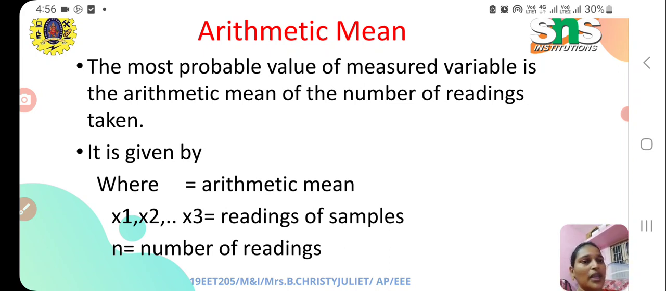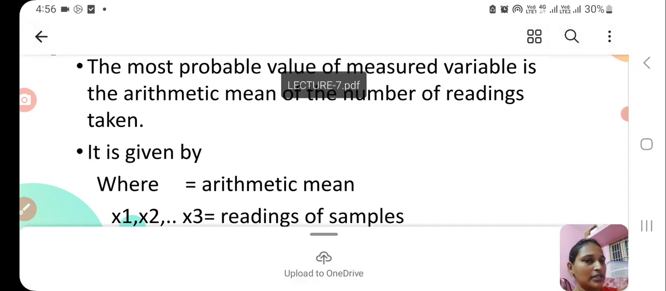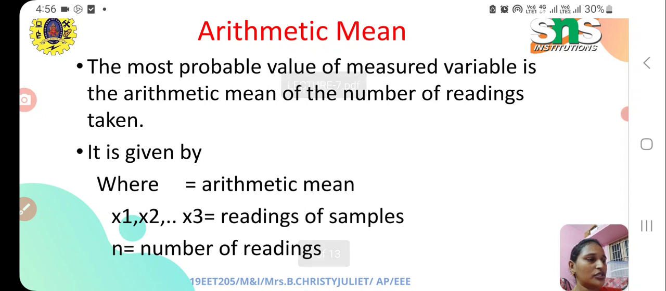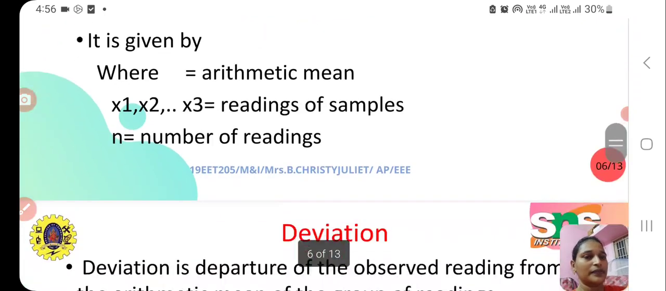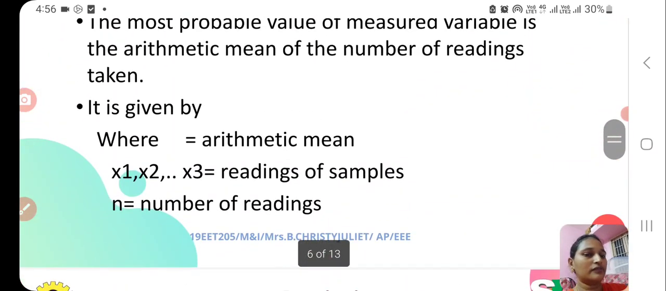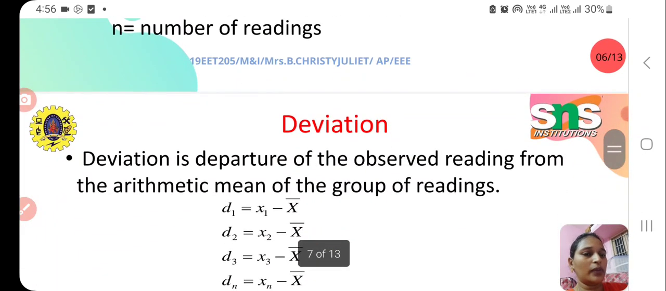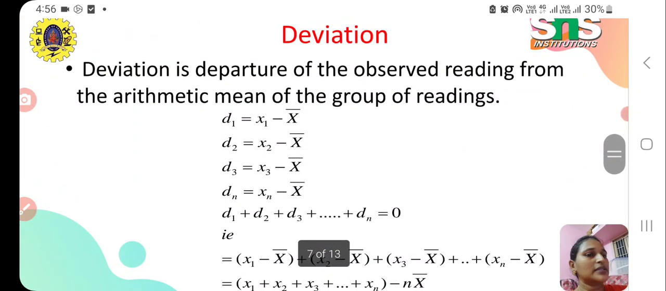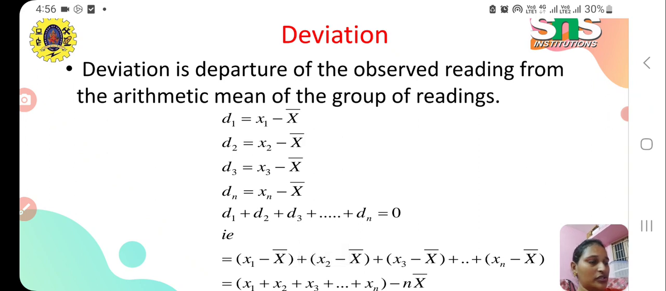in your school days. So first let's see what is meant by arithmetic mean. In general, arithmetic mean is like an average. It is a measured variable, the average or the arithmetic mean of a number of readings taken. That is called the arithmetic mean. If I give you 10 numbers, you will take the arithmetic mean. Here in measurements, those 10 numbers will be the 10 readings. And the equations you already know.